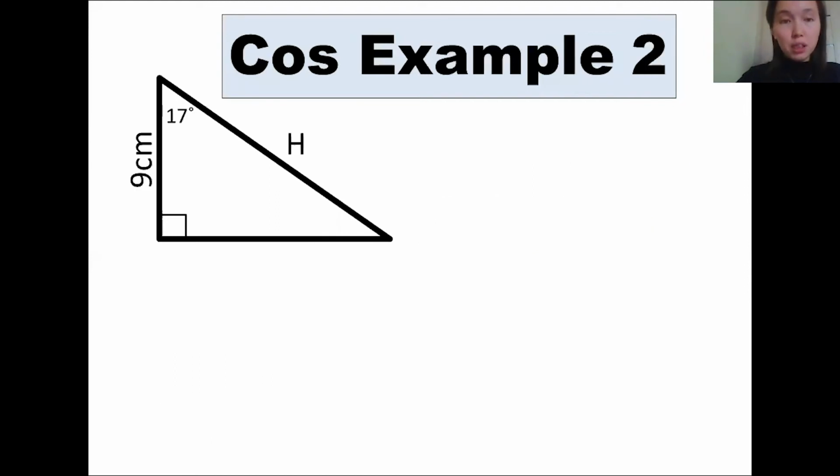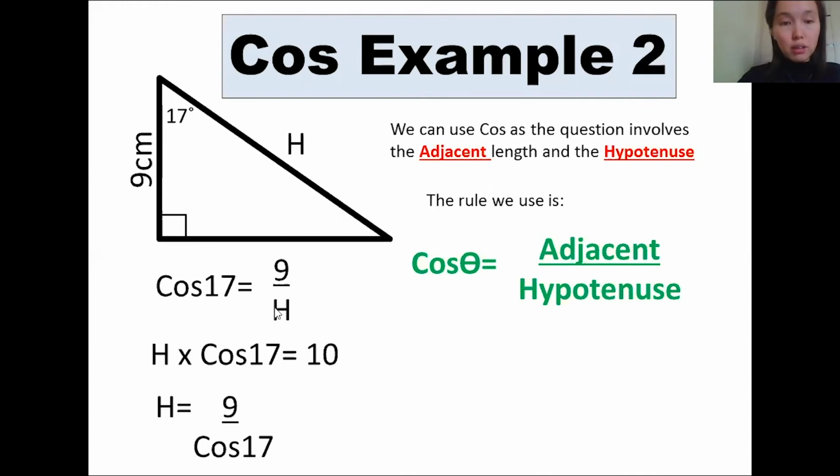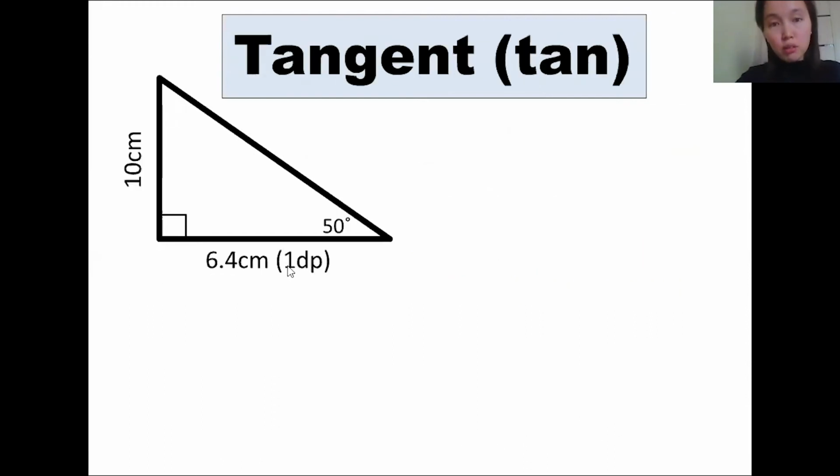Next example, here the missing side is the hypotenuse. By using the cosine rule, we can easily find this hypotenuse. It will be like this: cosine 70 degrees is equal to adjacent side over hypotenuse. Yes, 9 over h, and h will be equal to 9 over cosine 70 degrees, and it's equal to 9.41 cm.